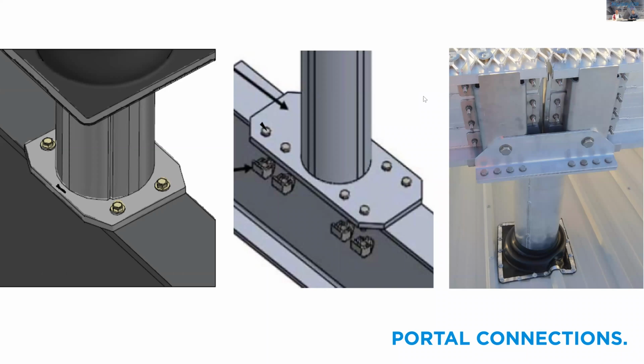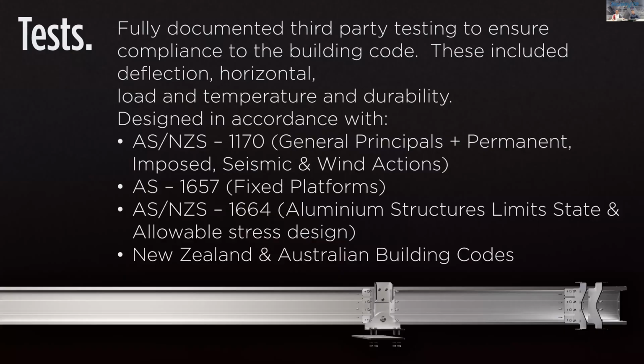So portal connections, just briefly on that, pretty self-explanatory. You can see on the right there an installed Monkeytoe connection to the portal, protruding through the roof. Several ways of doing it. Pre-drill the structural steel beam bolted to it. The middle one is showing the beam clamp application, so that's very simple and easy to do on an existing portal structure. So very similar to structural steel methodology.